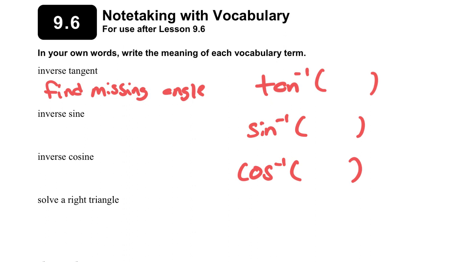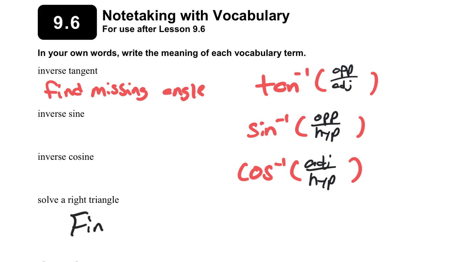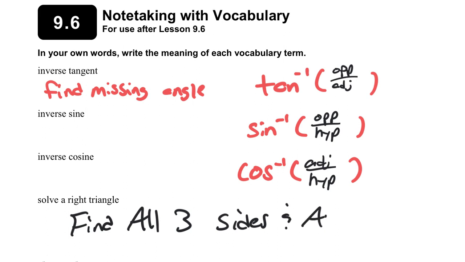And these are still relating to our normal ratio. So tangent is going to be opposite over adjacent, sine is opposite over hypotenuse, and cosine is adjacent over hypotenuse. Okay, that is what this is. And solving a right triangle just means we want to find all three sides and angles in a right triangle. So let's just get into the nitty gritty here.